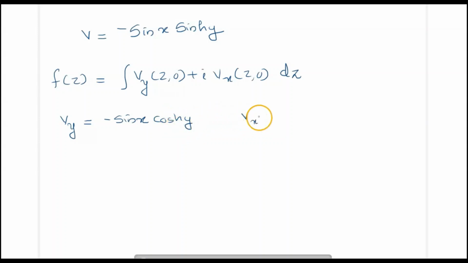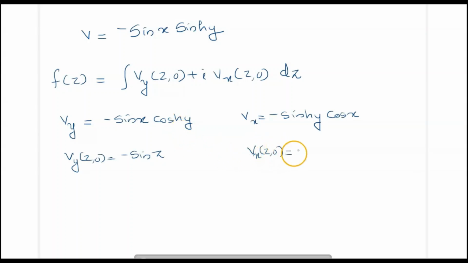Now Vx: minus sin hy is constant, and sin x derivative is cos x. So for Vx and Vy, we have Vy at z0 is minus sin z cos h0, and cos h0 is 1. Vx at z0 is minus sin h0 cos z, and sin h0 is 0. So Vx is 0 and Vy is minus sin z.